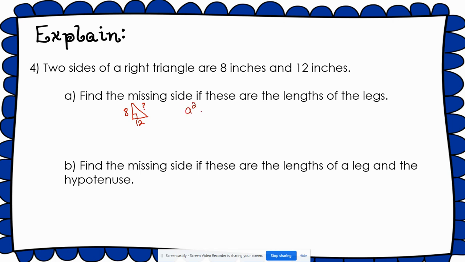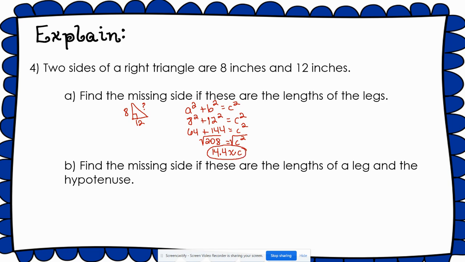So if I plugged that into my formula, a squared plus b squared equals c squared, I would use 8 and 12 for a and b since those are my legs. Well, 8 squared is 64 and 12 squared is 144. And I would add 64 plus 144, which would give me 208. Well, then I would just need to find the value of c, so I would take the square root of both sides. When I find the square root of 208, I get approximately 14.4. So that means that c would be approximately 14.4.